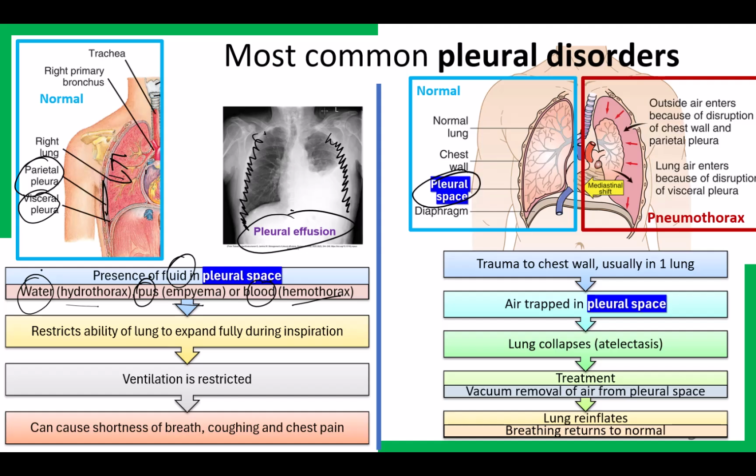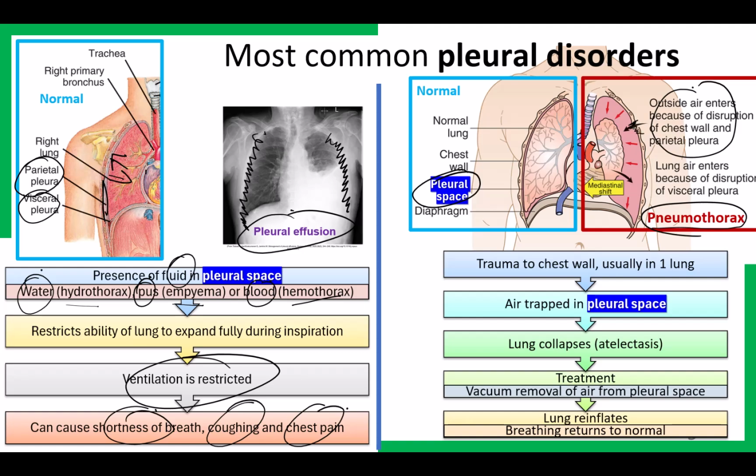So not as much air can actually enter in. And because you've got a reduction in the amount of air entering in, you've got a reduction in the amount of oxygen that can enter into the blood. And that can cause shortness of breath, coughing, or chest pain. The other kind of pleural disorder is called a pneumothorax. So a pneumothorax is when you have air entering into the pleural space. And the air can be outside air entering in from the atmosphere or due to a break in the chest wall and a break in the parietal pleura.